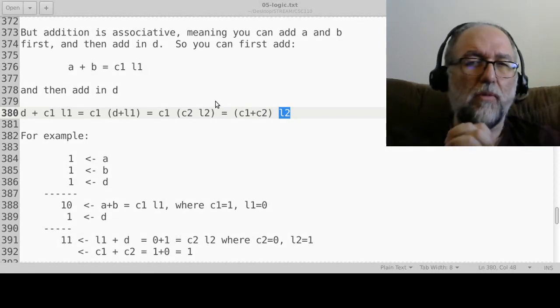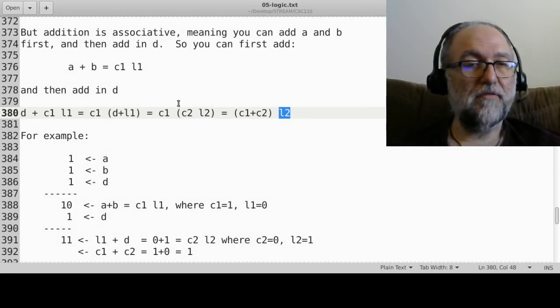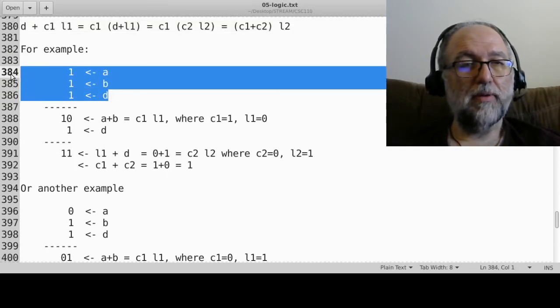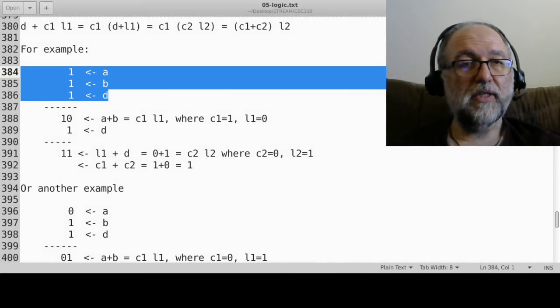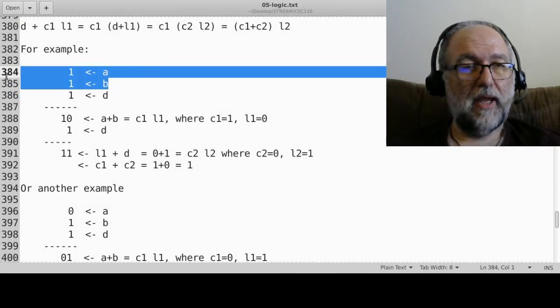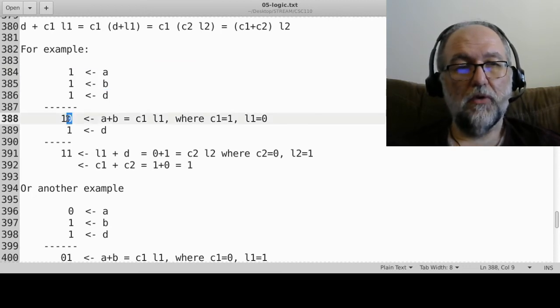You go, oh, that's terrible, I can't get my head around that. So I've got some examples. If you take a look here, suppose we're doing 1 plus 1 plus 1. What I've done here is I've aligned them. The first thing I'm going to do is A plus B, so I'm going to do 1 plus 1. So 1 plus 1 is 0 carry 1.